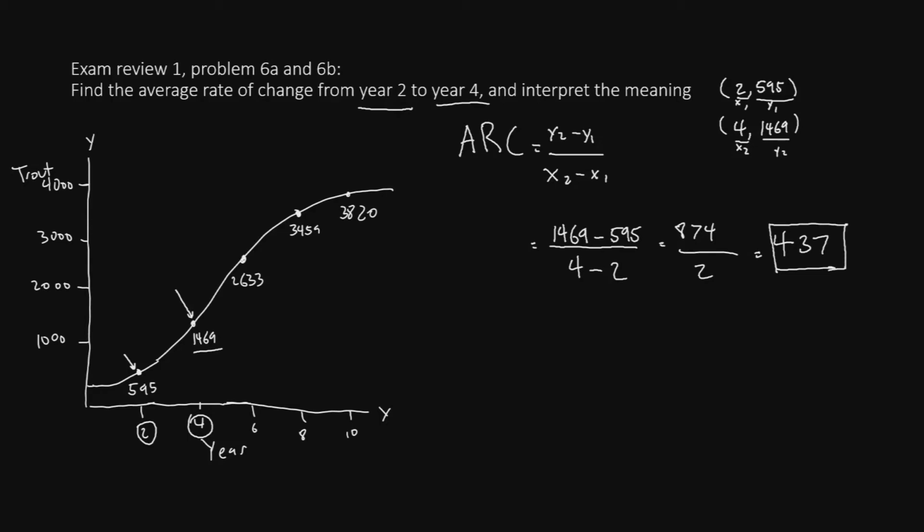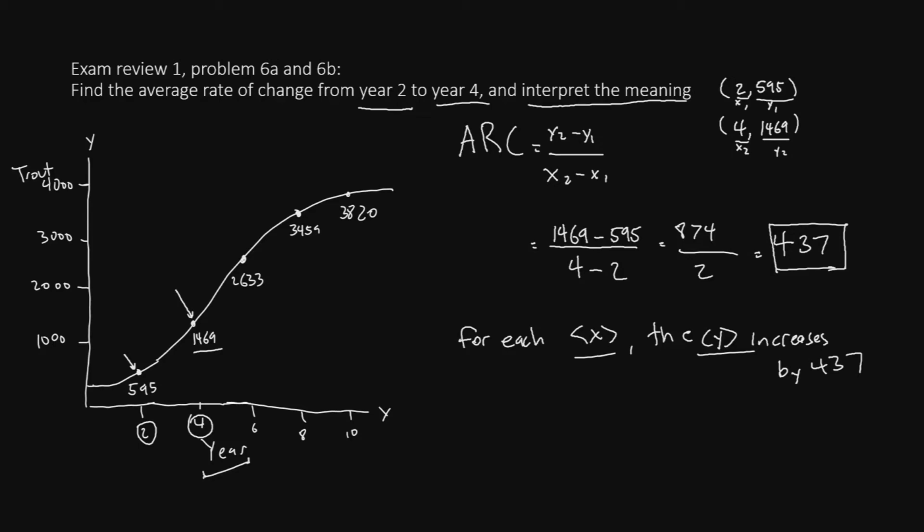Now, it's not enough just to get the number. We have to also interpret the meaning. So for the average rate of change, we can say that for each x, the y increases by 437. Now let's remind ourselves of what x means and what y means. Let's look at the graph. Our x is going to be the number of years, and the y will be the number of trout.